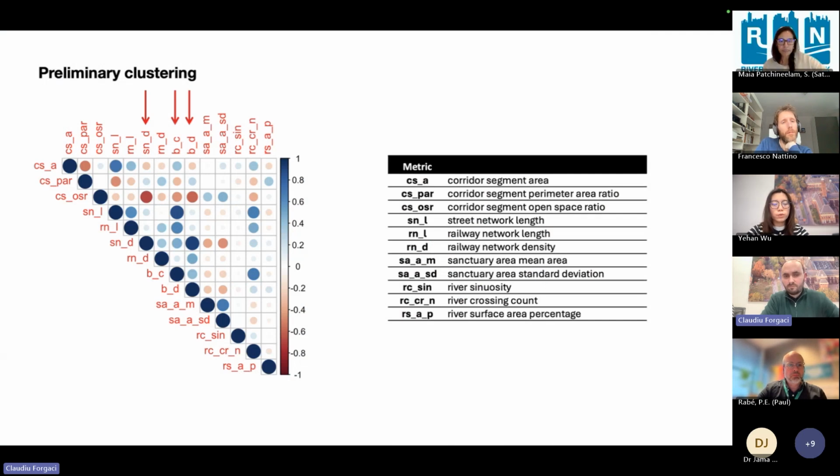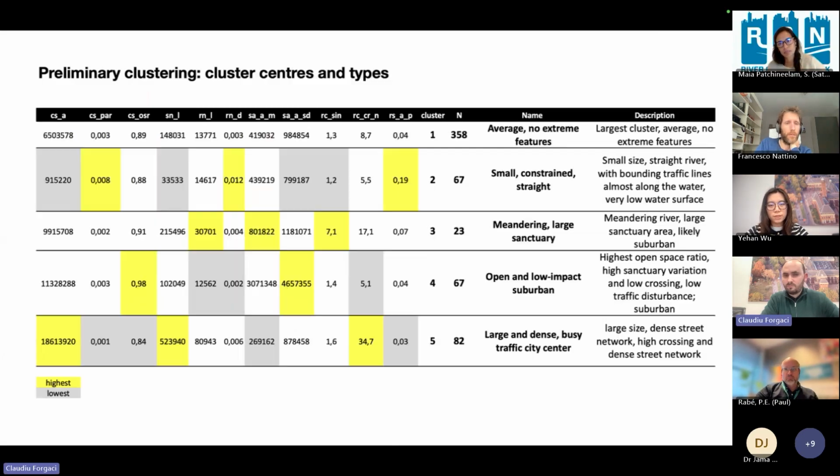Then there are quite a lot of variables that we calculated, and some of them have the same function, and they are quite collinear. So that's why we removed some of the variables, and you can see here the right table is what is left for our analysis.